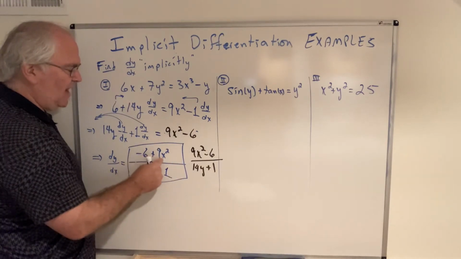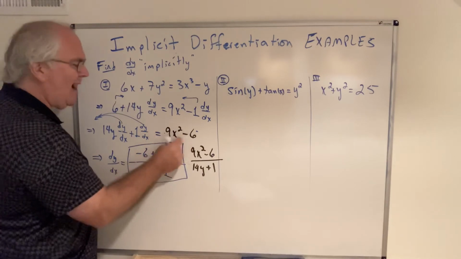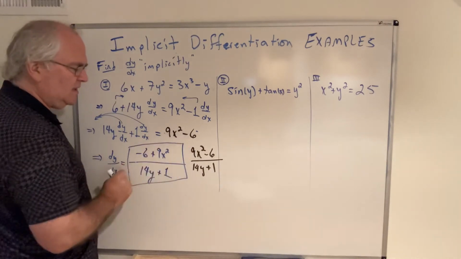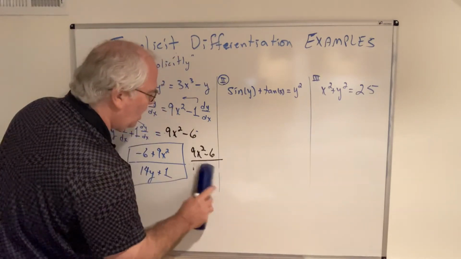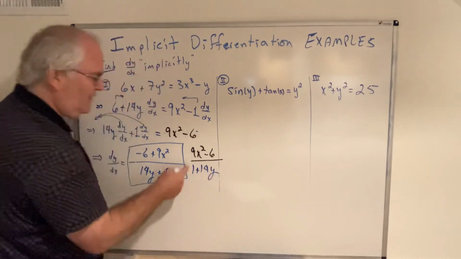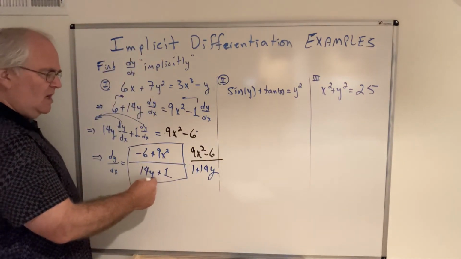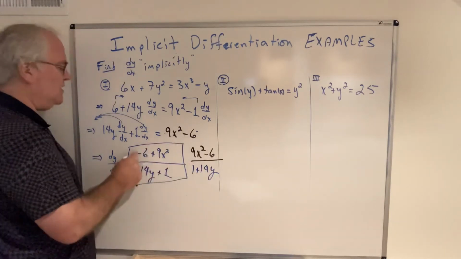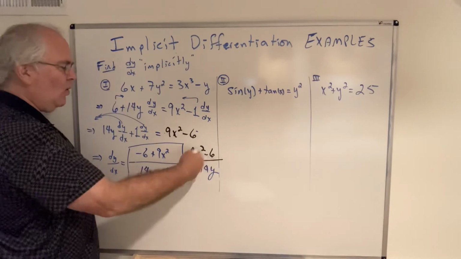Negative 6 plus 9x squared is the same thing as 9x squared minus 6. It doesn't matter what order you write this. If the textbook had 1 plus 14y, that's the same thing. It doesn't matter what order you write these. So the order doesn't matter so long as the negative stays with the 6 and the positive stays with the 9.